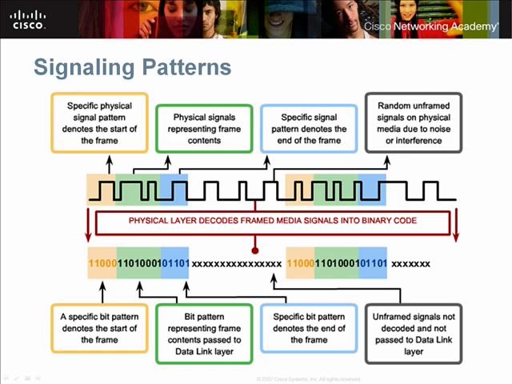When the physical layer encodes the bits into the signals for a particular medium, it must also distinguish where one frame ends and the next frame begins. This is done by presenting specific bit patterns. The transmitting device adds signals to designate the start of a frame and the end of a frame. Only the bits between these signals are considered data by the receiving device, and the rest are ignored.